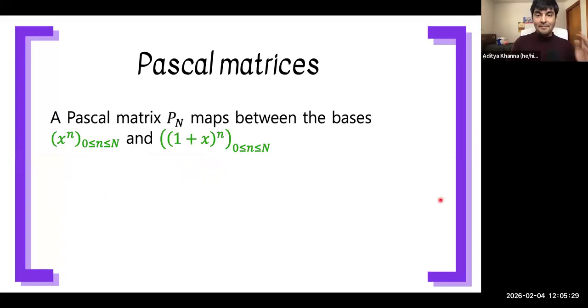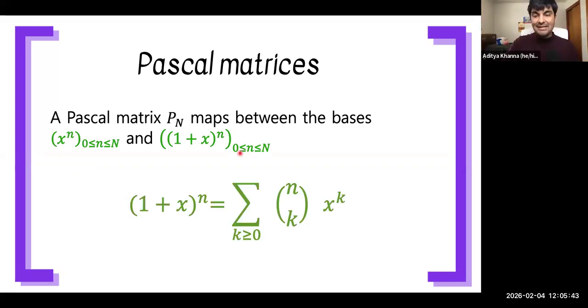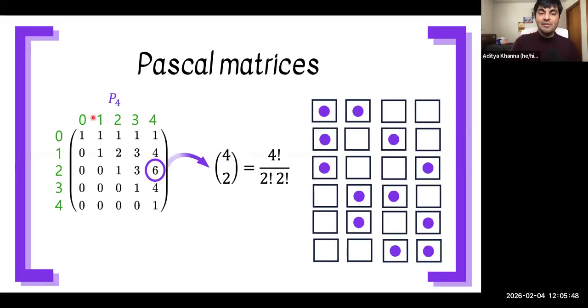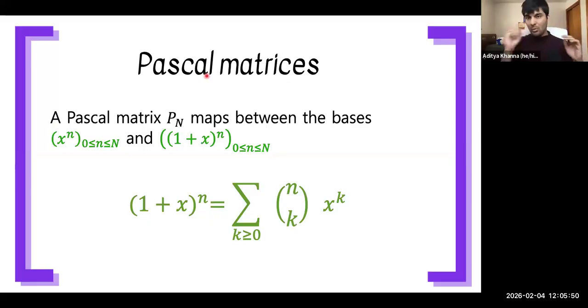Furthermore, matrices are maps between bases. So if you consider these two bases of the polynomial ring, the very famous binomial theorem tells us that these coefficients are actually the entries of this matrix. So these are the two ways to look at matrices, one as maps and other as counting objects, and this is the interplay that we'll be looking at throughout this talk.